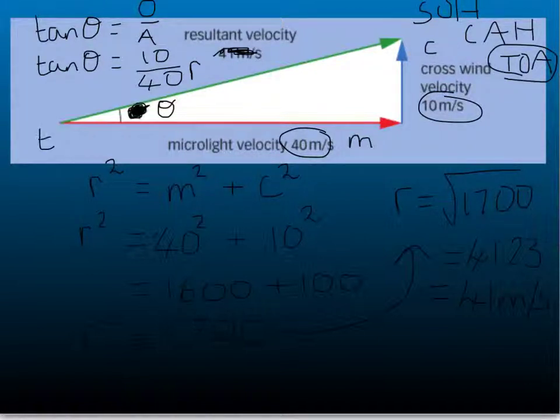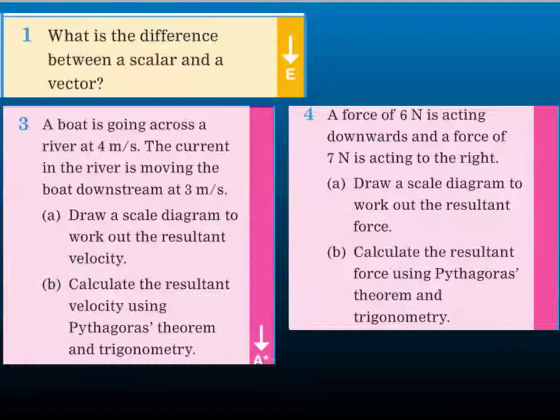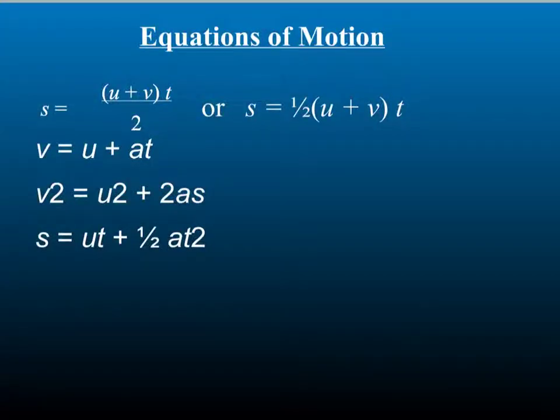So tan theta equals 0.25. Then if you use your calculator to work out what theta is, you get an angle of 14.04 degrees. Okay, so I'd like you to stop the video now and have a go at working through some of these graded questions. Okay, so now we're going to move on to the section about equations of motion.